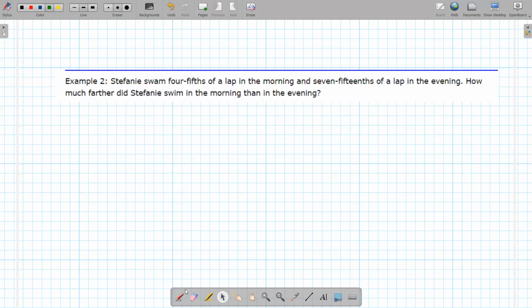Okay, Stephanie swims 4/5 of a lap in the morning and 7/15 in the evening. How much further does Stephanie swim in the morning than in the evening? You just subtract? Yes, you just subtract. Right, like this. What's the common denominator between 15 and 5?